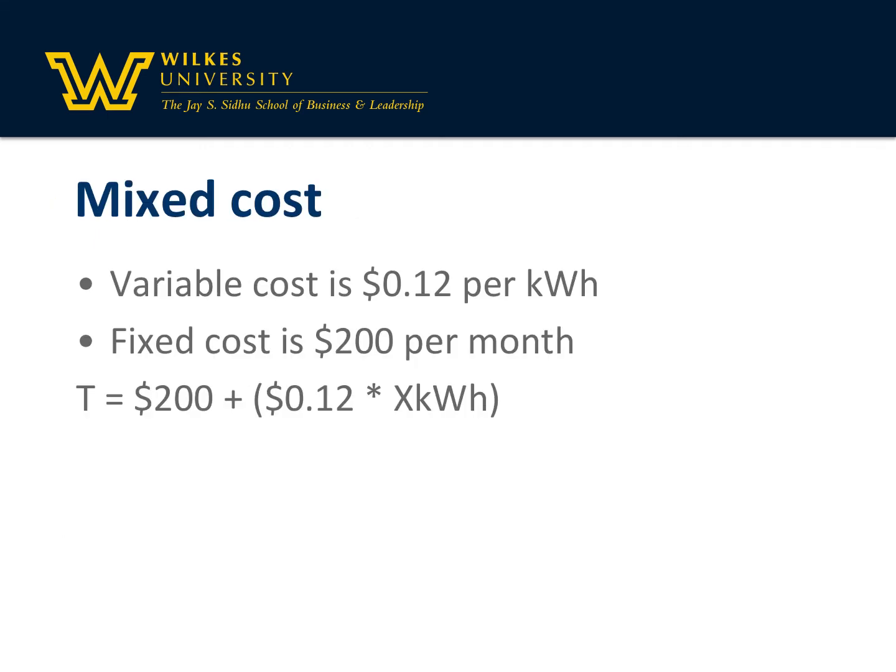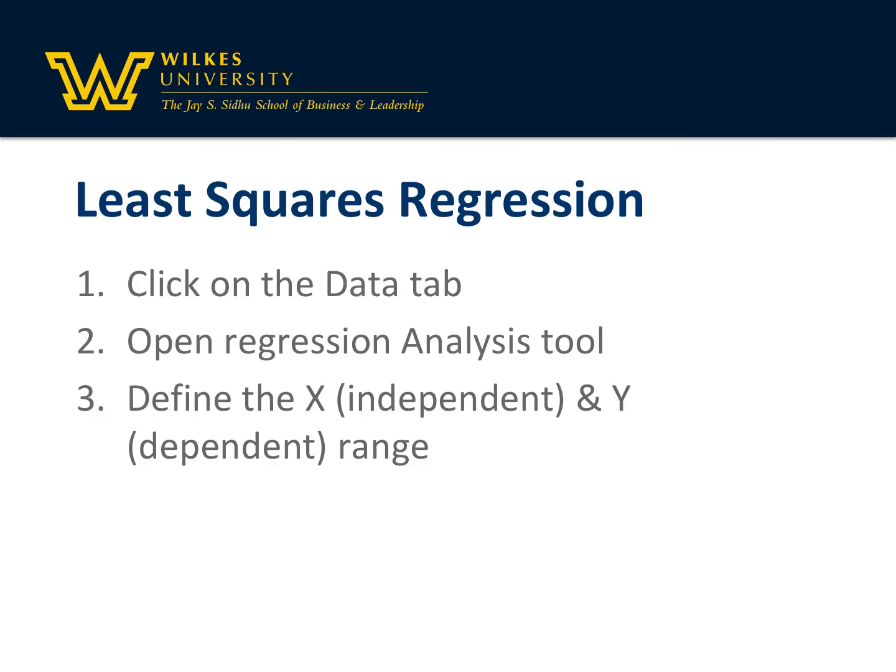But since this is for approximation purposes, we have a total monthly cost for machines formula of $200 plus 12 cents per hour times the number of hours. We can use this to estimate what our costs are going to be for machines in the future.